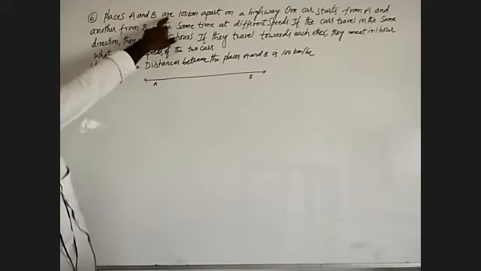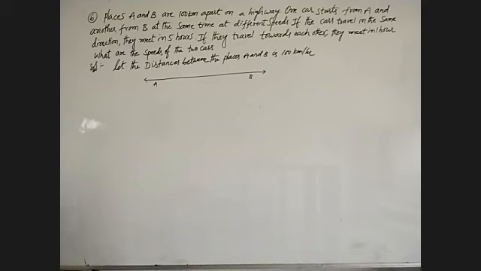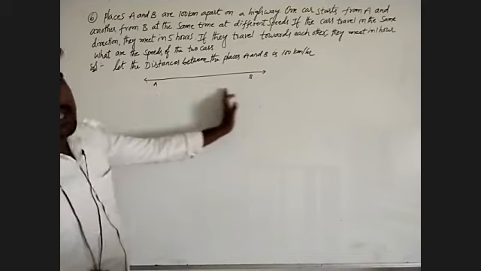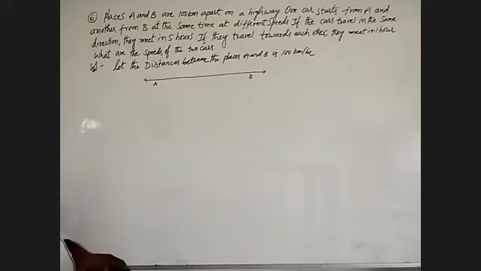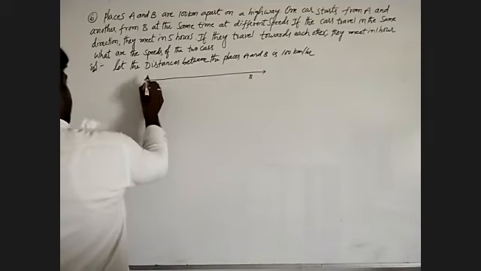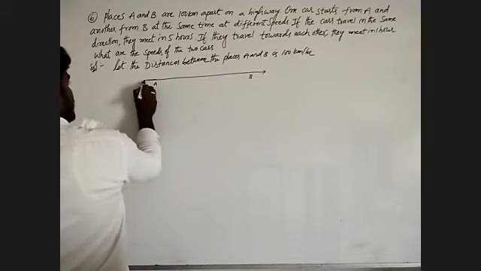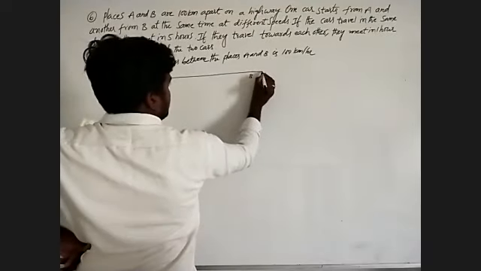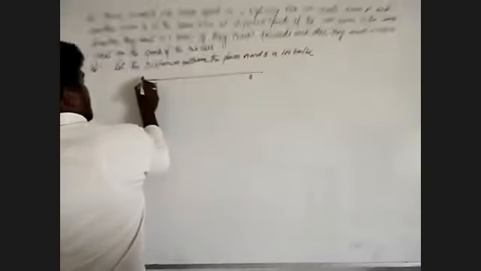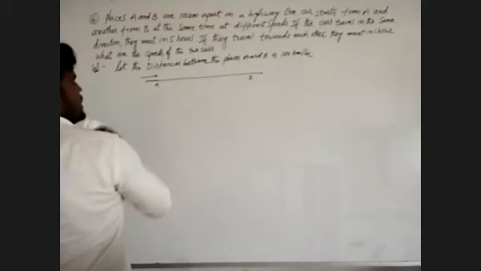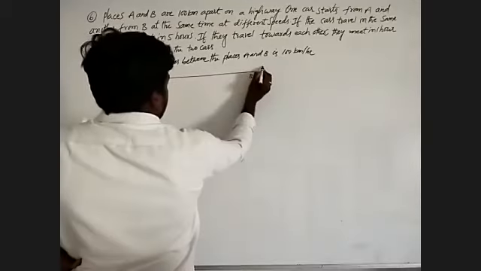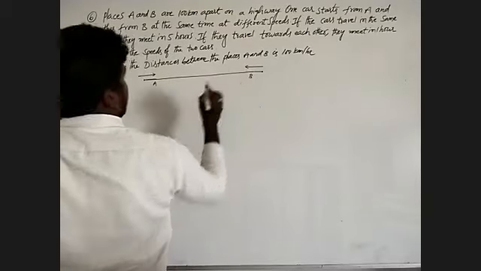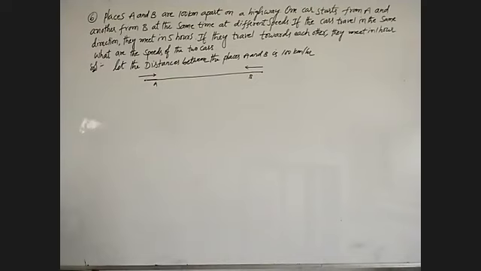Places A and B are 100 kilometers apart on a highway. The total distance is 100 kilometers. One car starts from A, and another car starts from B at the same time at different speeds.